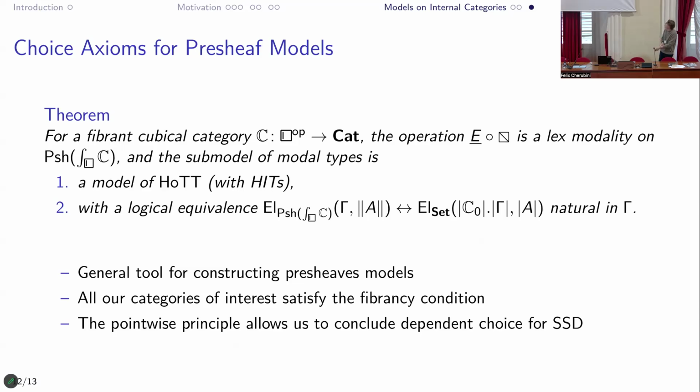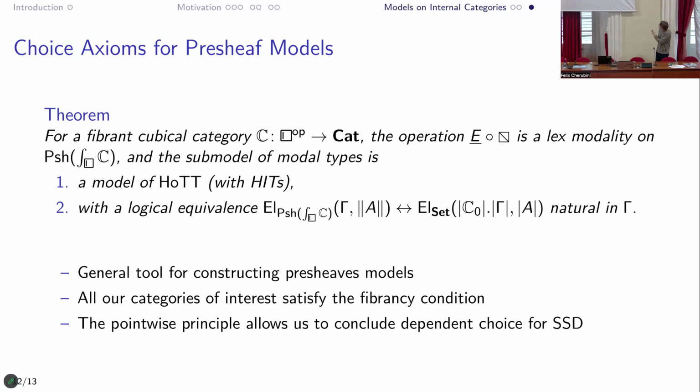So we have shown that if you have a fibrant cubical category, then this combined operation is a Lex modality. So types in the presheaf model will be modeled for both. So we have the strictification. It will be a model of HoTT because that's what the initial construction gives us, and the localization with these Lex modalities preserves these properties.